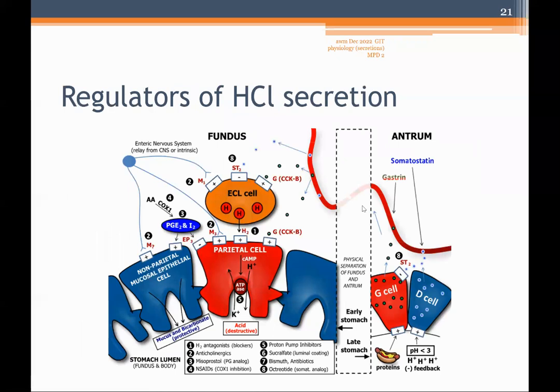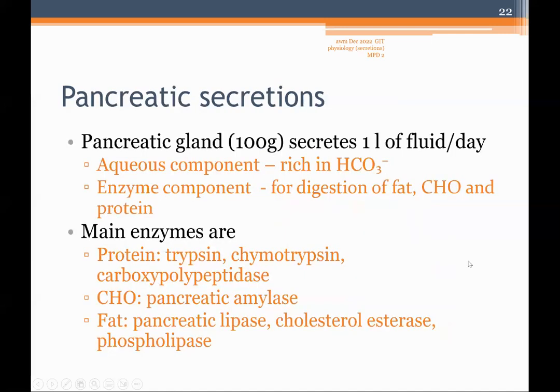Another diagram here shows you what happens in the fundus and in the antrum. It shows you the mucosal cells and the parietal cells, and in the antrum, the G cells and the D cells. The D cell is the one responsible for secretion of somatostatin, which also influences hydrochloric acid secretion. So this is a summary, and I'll leave you to have a look at that in closer detail. So let's move on to the pancreas.